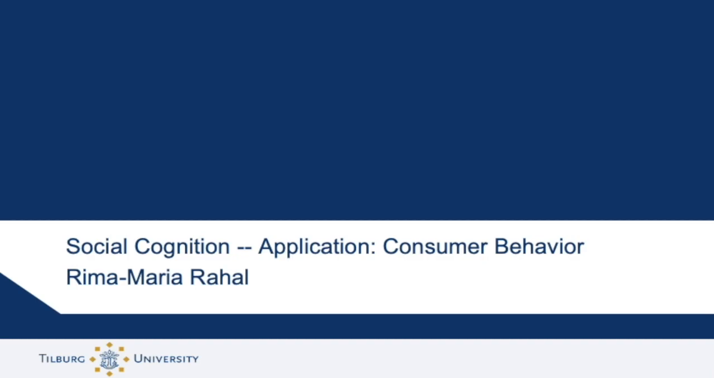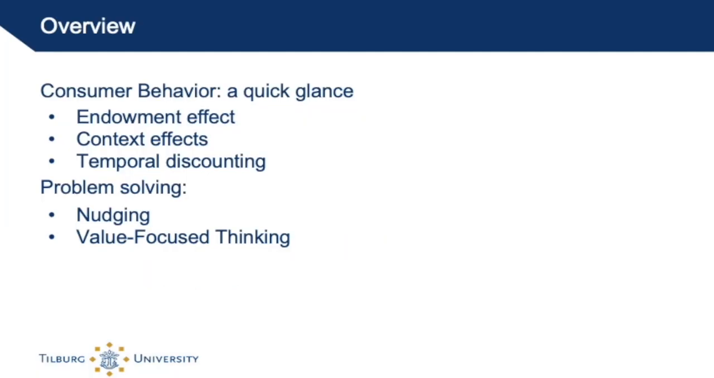But we will still talk about consumer behavior as an application for social cognition research. What we will talk about specifically is this. We will take a quick glance at, first of all, what consumer behavior is about, and then specifically 3 effects that are pertinent to social cognition and are applied to consumer behavior. Specifically, that'll be the endowment effect, context effects, and temporal discounting.